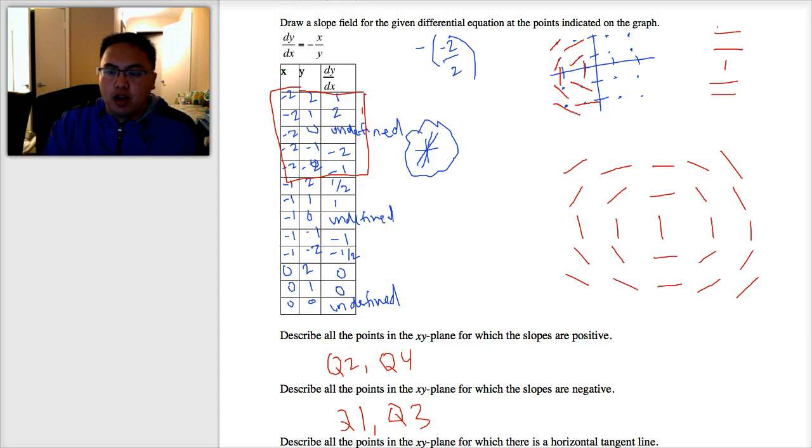So the practice problems for today is to do the slope field problems, and then that's it. Remember, just keep it in your packet. You're not going to turn anything in. I'll check it on Monday when I see you guys.